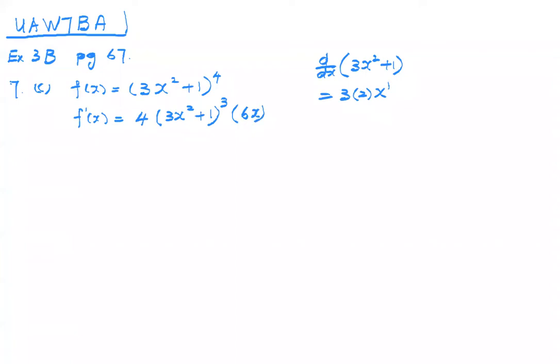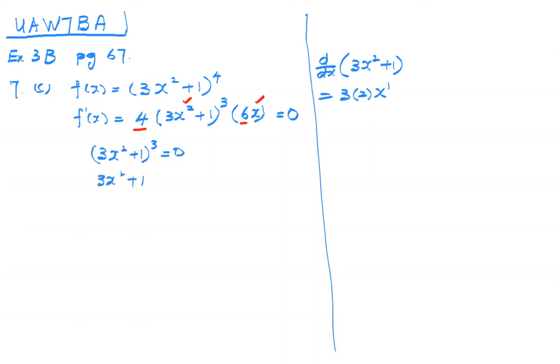Now you have to find f prime x equal to 0 first. In order for this to equal 0, a number cannot be 0. So this is out, this is out. We only have this and this. So now we write down (3x squared plus 1) cubed equal to 0. So 3x squared plus 1 equal to 0.